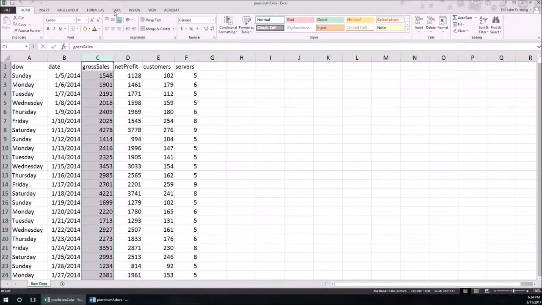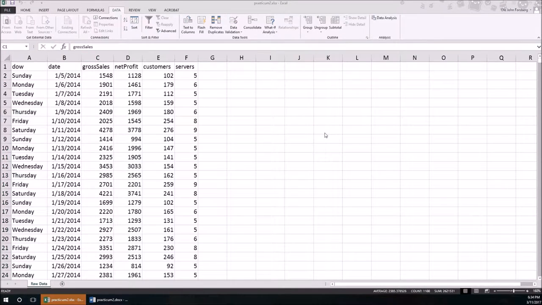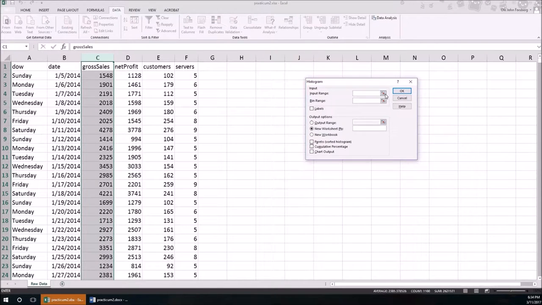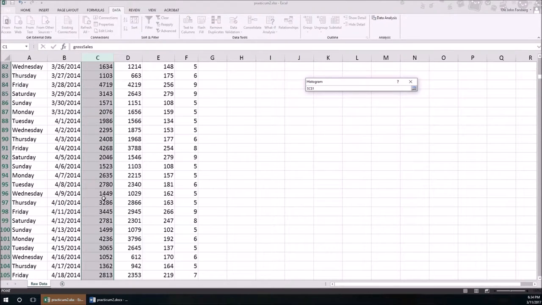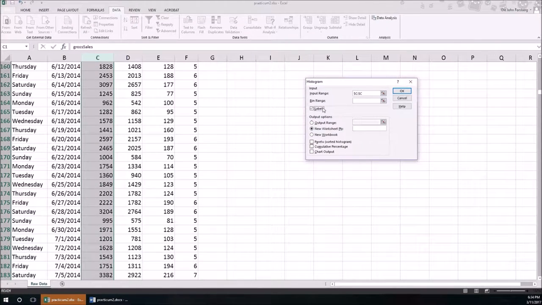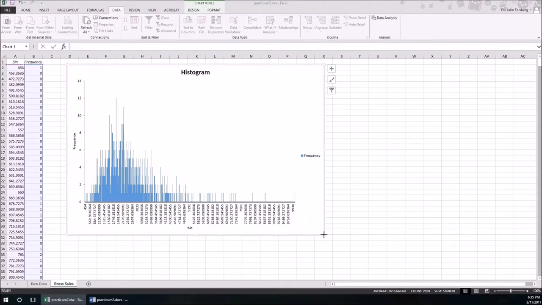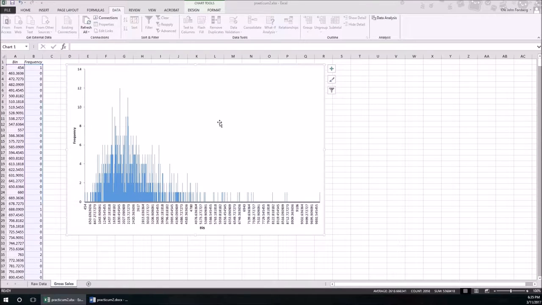We're going to do it with gross sales. Again, histograms: data, data analysis, select histogram. The input range is going to be all of those. Labels, chart output, and OK. Gross sales. Make it nice and big. We could go back and fix this up a bit, but notice there's definitely a skew to it, right skewed.